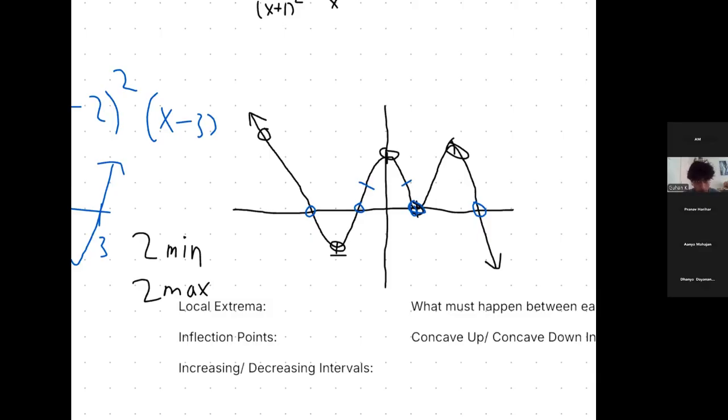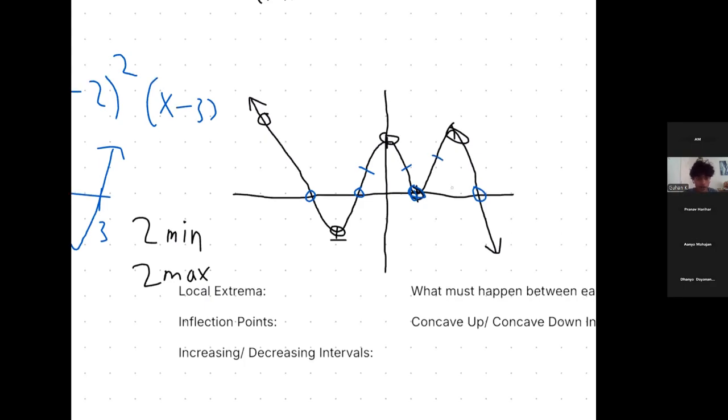And then we continue. So that's another point of inflection. And then we continue, continue, continue. And somewhere here, it changes back to concave down. So we don't need the exact points, but we can identify that there's 3 points of inflection on this graph. Now, concave up and concave down intervals.